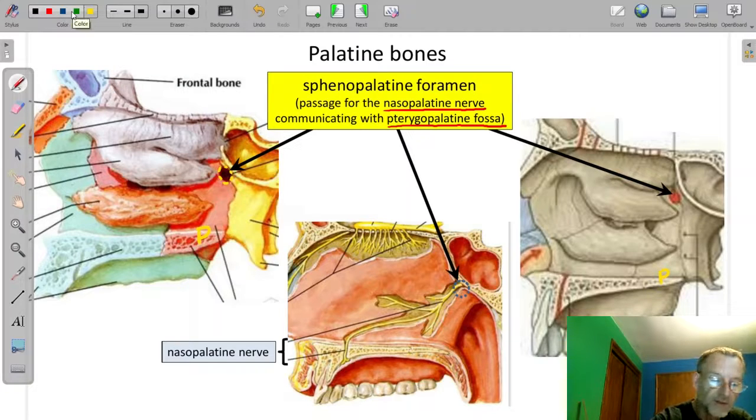Since we're doing review, what would you call that opening? Right-hand view, what would you call that passageway? Not the nerve, but the passageway that we just talked about. Next slide.